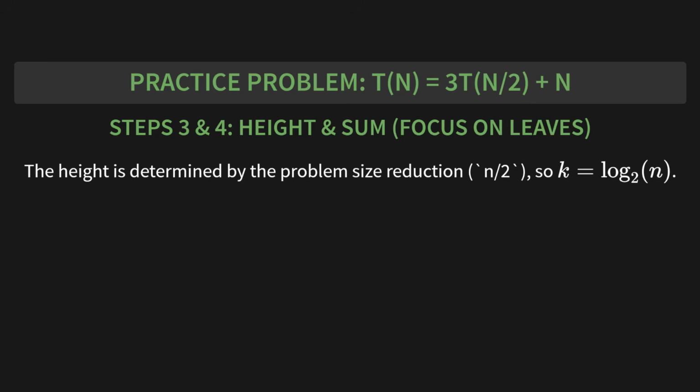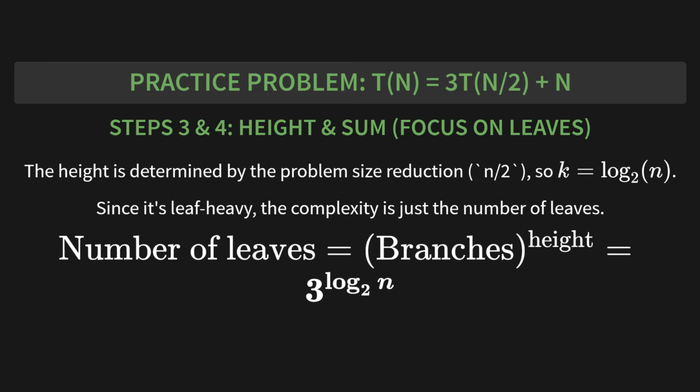Now for steps 3 and 4, height and sum, focusing on the leaves. The height is determined by the size reduction, which is n over 2, so k still equals log base 2 of n. And since it's leaf-heavy, the complexity is just the number of leaves. So that's the number of branches, 3, raised to the height, log base 2 of n. 3 to the power of log base 2 of n.